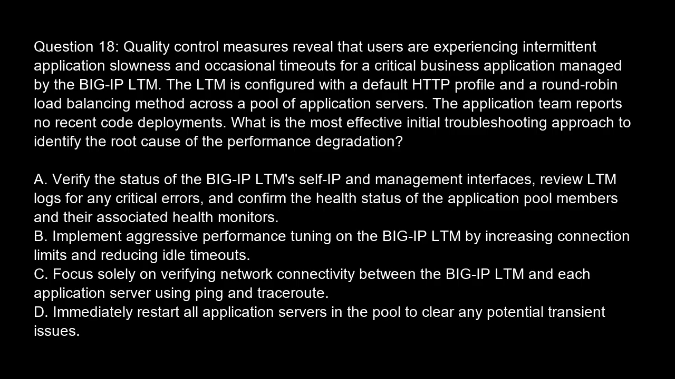Option A. Verify the status of the BIG-IP LTM self-IP and management interfaces, review LTM logs for any critical errors, and confirm the health status of the application pool members and their associated health monitors. Option B. Implement aggressive performance tuning on the BIG-IP LTM by increasing connection limits and reducing idle timeouts. Option C. Focus solely on verifying network connectivity between the BIG-IP LTM and each application server using ping and traceroute. Option D. Immediately restart all application servers in the pool to clear any potential transient issues.